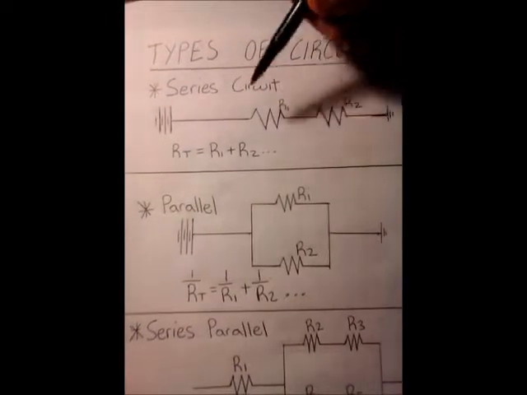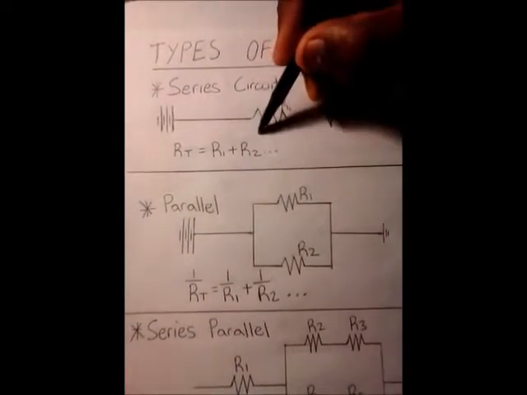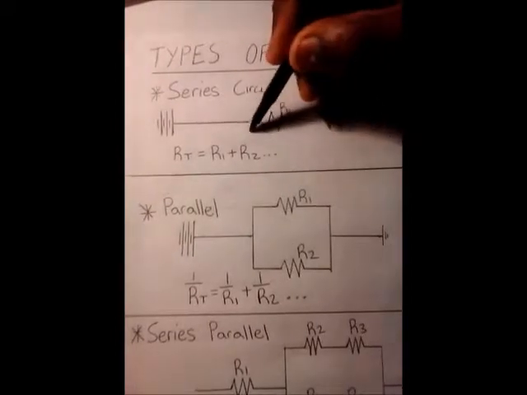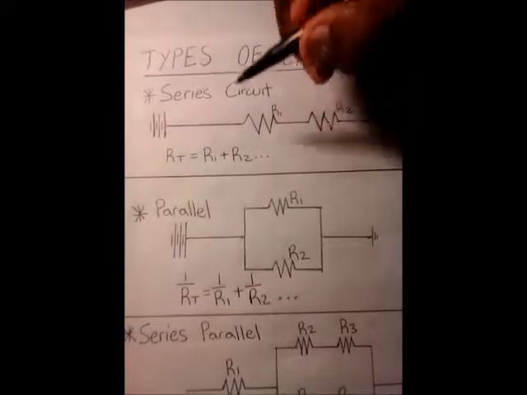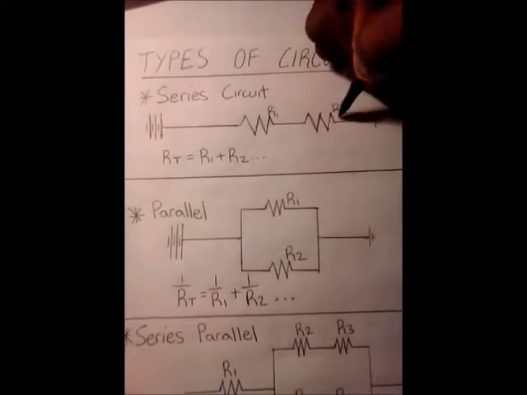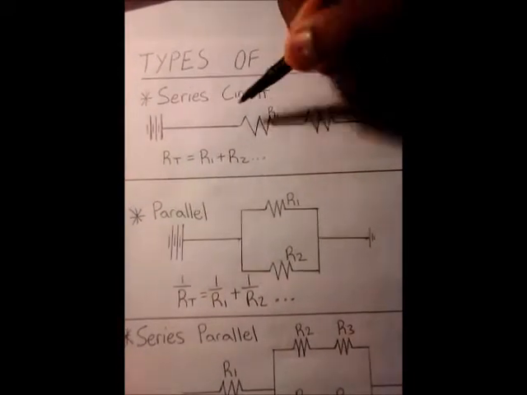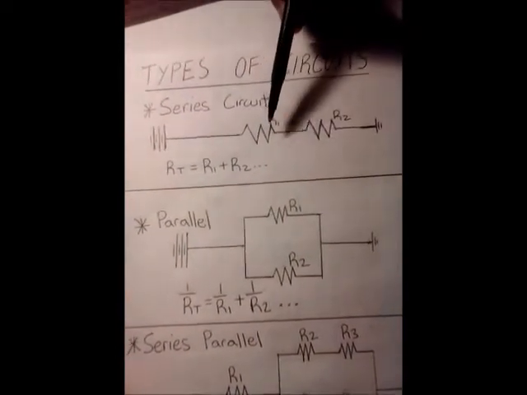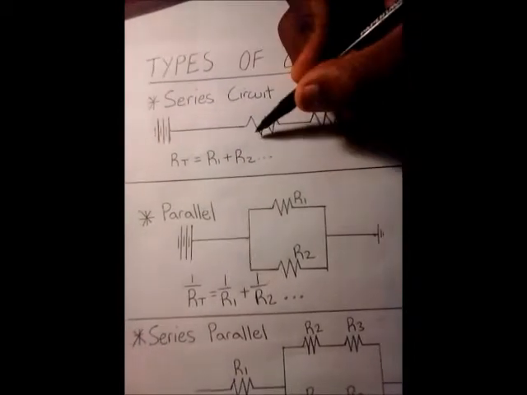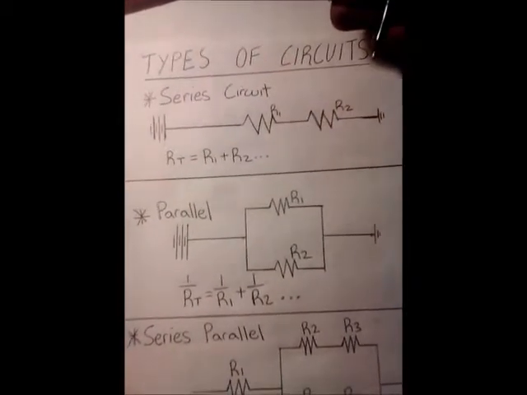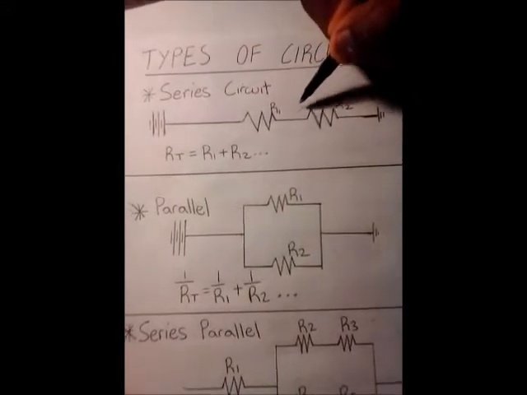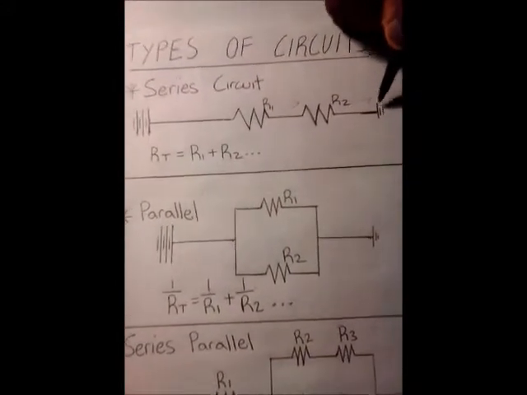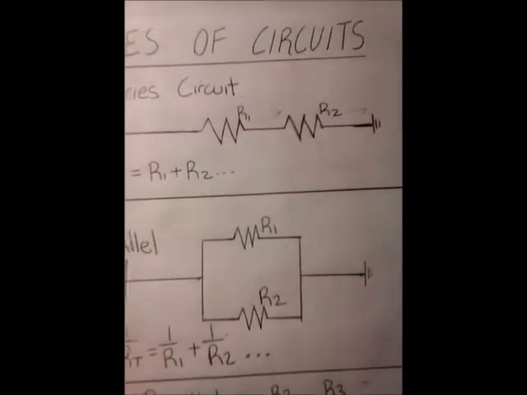Series circuit, the voltage is divided between the loads. So if R1 and R2 have the same resistance, and this is a 12-volt circuit, R1 would take 6 volts. Hence, R2 would only be getting 6 volts before it's able to go to ground. That's how this circuit works.